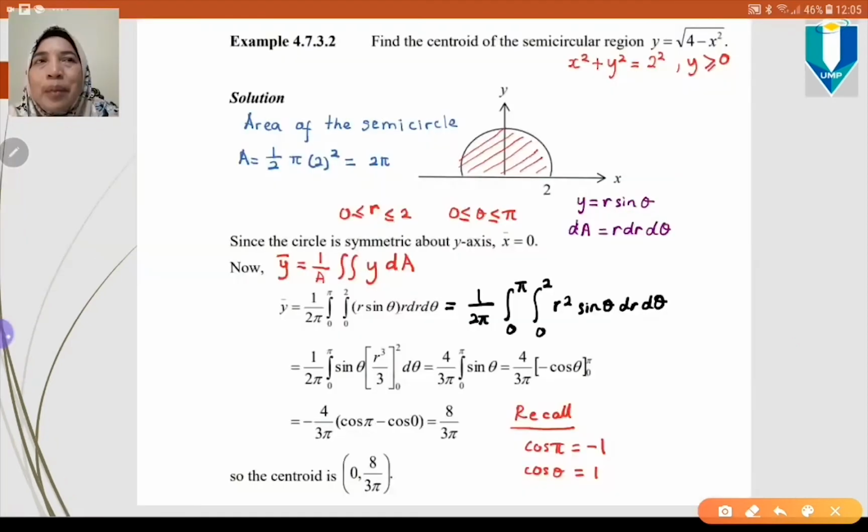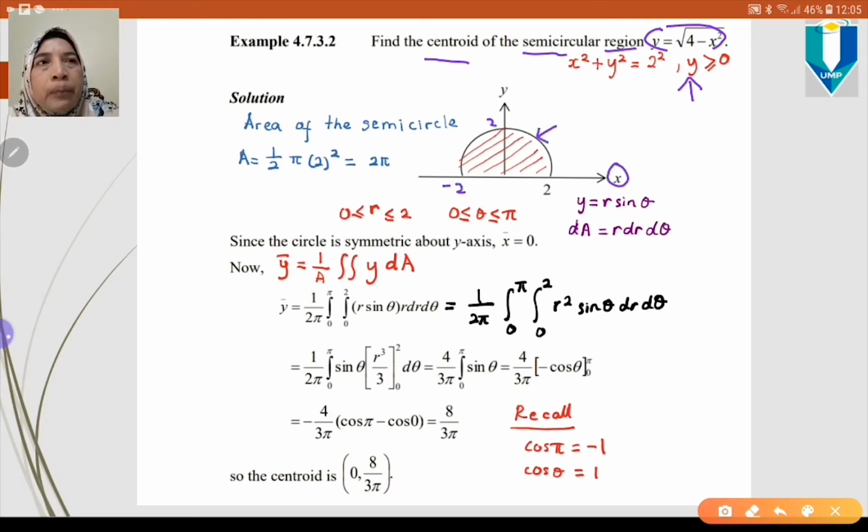In this example 4.7.3.2, you want to find the centroid of this circular region. This region is actually a semicircle, because if you square both sides of this equation, you get x squared plus y squared equals 2 squared, which is a circle of radius 2. Of course, y is positive because y is the square root of something, so y cannot be negative. So it should be above the x-axis. So this is a semicircle of radius 2.